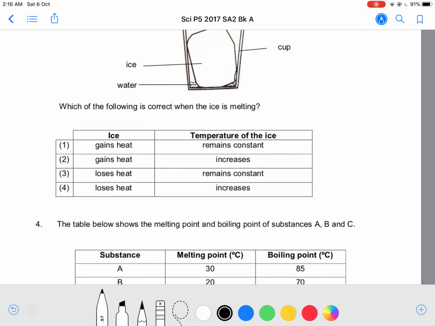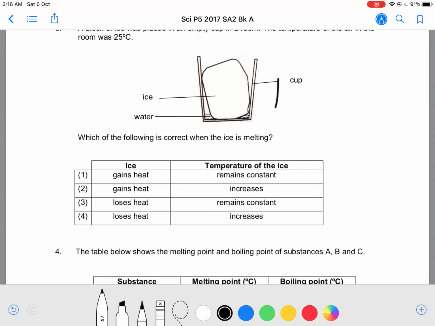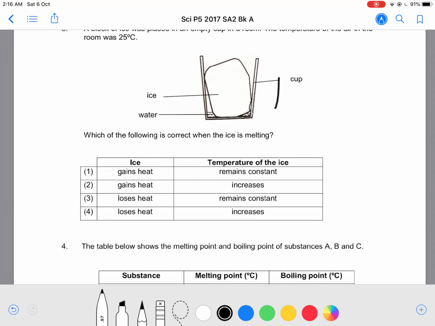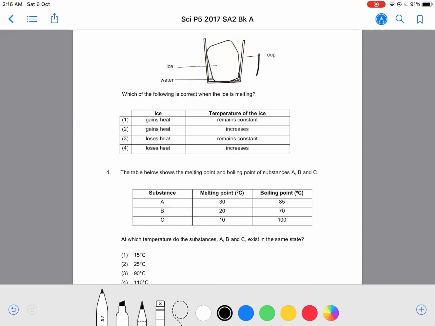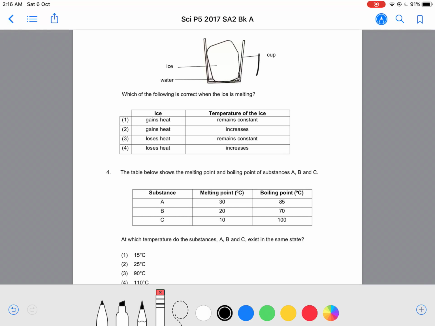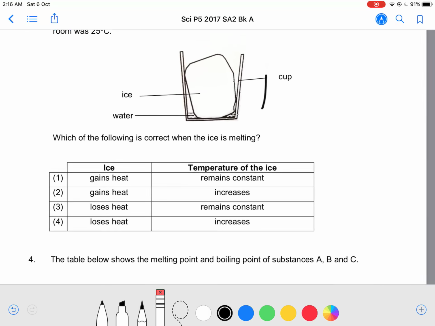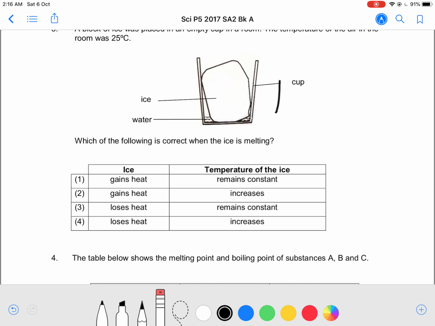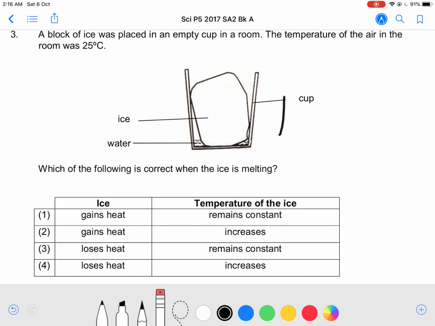Question number 3. A block of ice was placed in an empty cup in a room. The temperature of the air was 25 degrees. So which of the following is correct when the ice is melting?